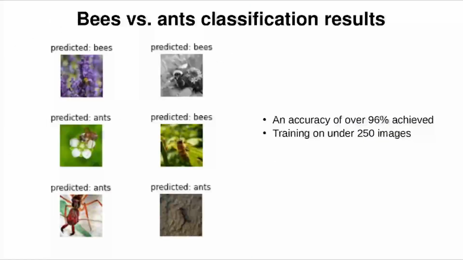Here we can see the predicted labels for a few test images. All of these labels are correct. Our model achieves over 96% classification accuracy despite having been trained on fewer than 250 images. That is the power of transfer learning and data augmentation.